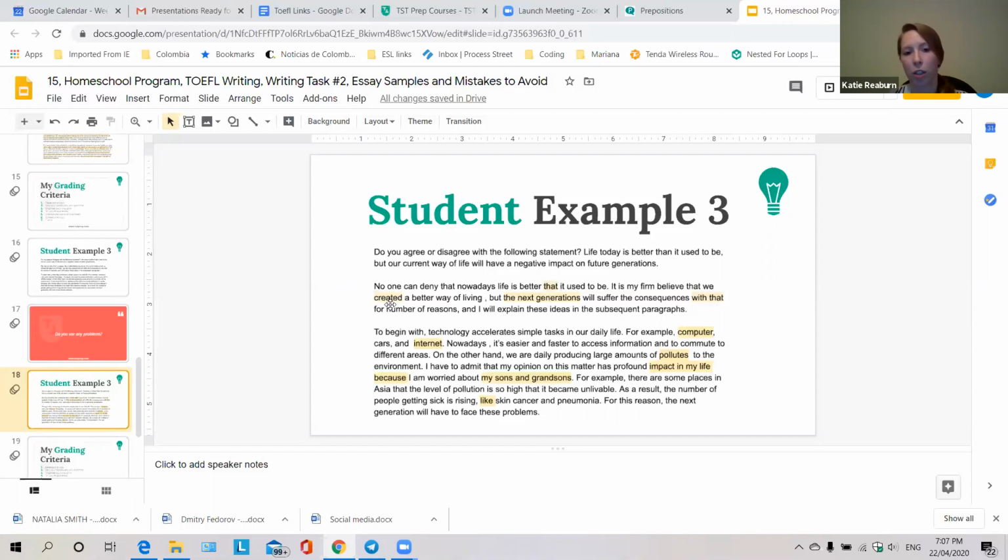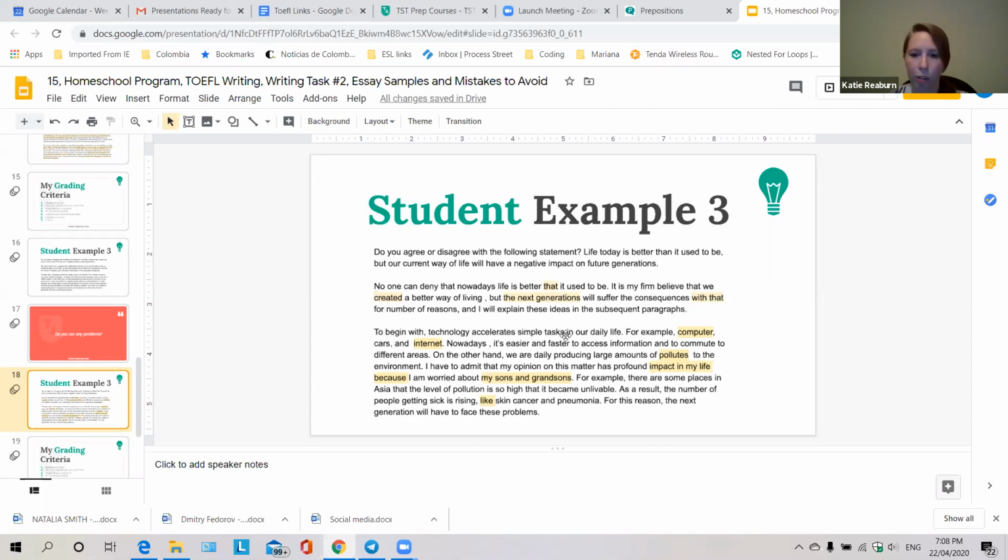Here, we should have something connected to the present. Treated a better way of living. But the following generations will suffer the consequences of that for a number of reasons. Not that actually, because we're talking about a better way of living, suffer the consequences of this. I would have this because it's still the same sentence.